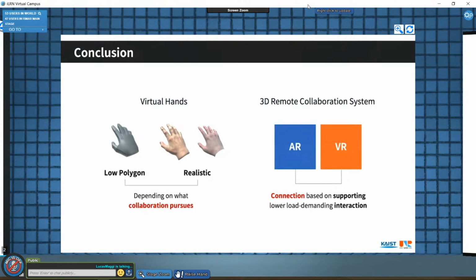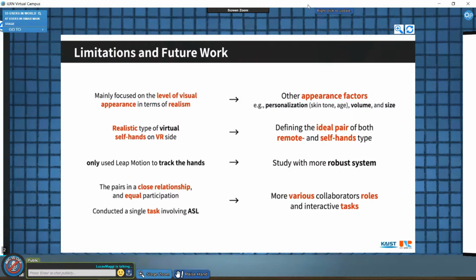Although the present study covers interesting points, some limitations should also be considered in a future study. For example, the criterion for hands was focused on the visual appearance in terms of realism. When the real participants were exposed to their virtual self hands, then some related effects could be investigated further. Also, the system only adopted a limb motion sensor to track hand gestures, and a single-user task was conducted. Thus, we'd like to conduct further studies with a more improved system, other appearance factors, different interactive tasks, and collaborators' roles. That's all for my presentation today.